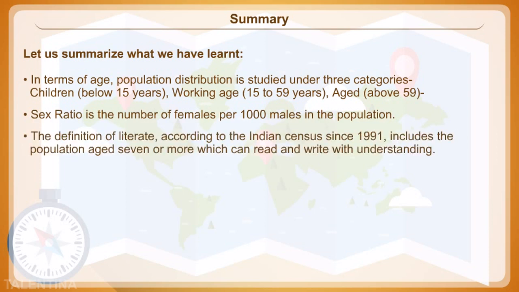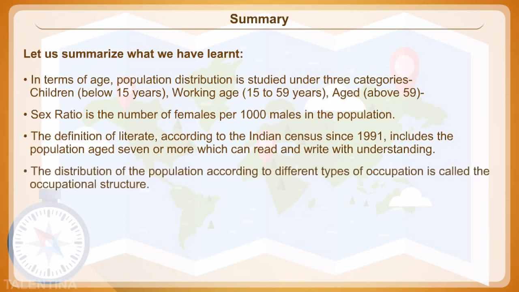The definition of literate according to the Indian census since 1991 includes the population aged 7 or more, which can read and write with understanding. The distribution of the population according to different types of occupation is called the occupational structure.